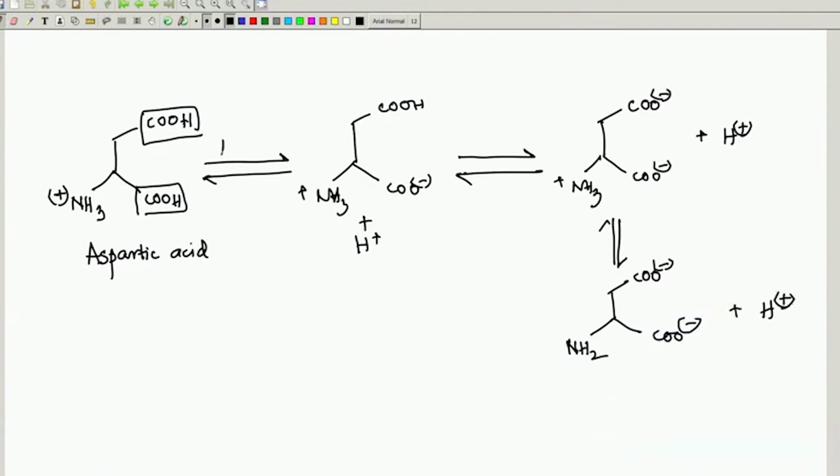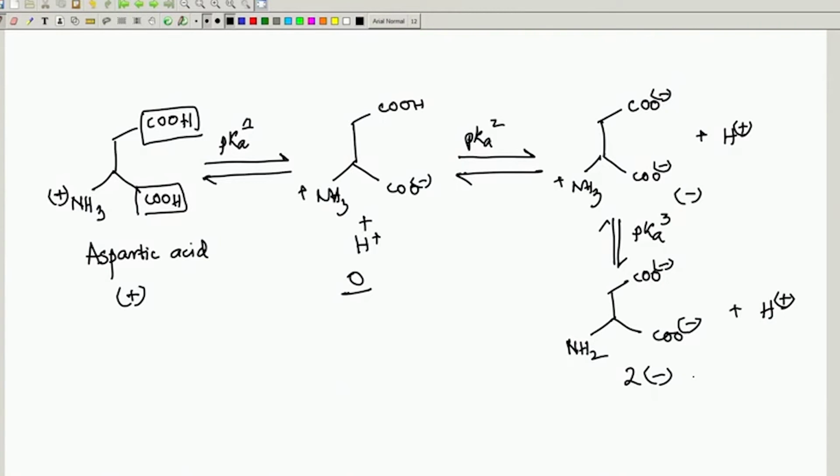So, now you have pKa1, pKa2 and pKa3. Okay. Now, calculate the charges of each species. In this case, you have a net positive charge. In this case, you have the zwitterion, 0. In this case, you have a net negative charge, 2 negatives and 1 positive, so 1 negative charge, and in this case 2 negative charges.